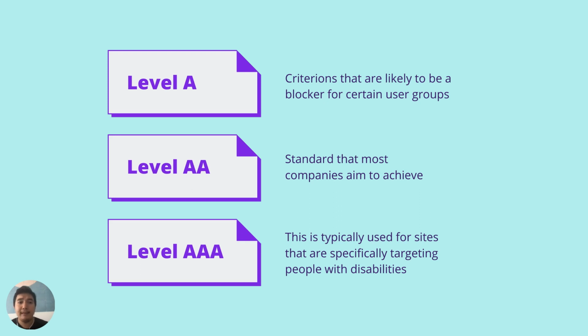So there are 3 levels. Level A is the lowest standard. It's specifically designed around certain criteria that are likely to be a blocker for certain user groups. Level AA is the standard that most companies aim to achieve, and level AAA is specifically used for sites that are targeting people with disabilities. So we'll mainly be covering AA, but we'll touch on AAA where it's relevant.